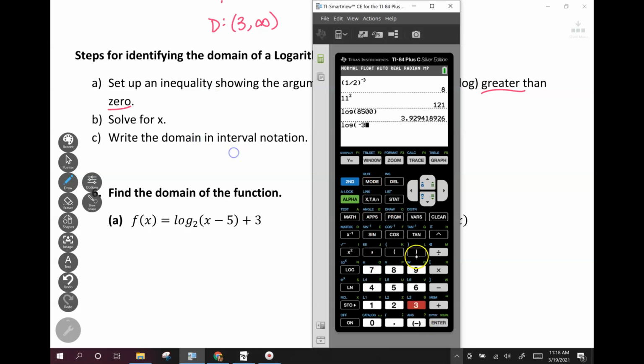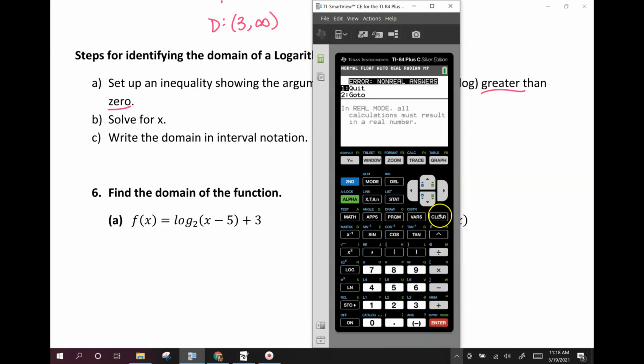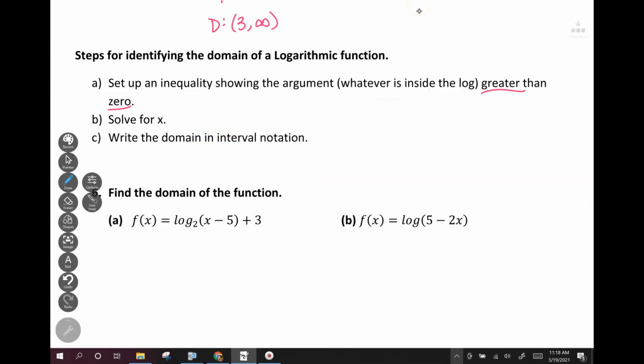Log negative 3. Error. Okay. If I try log of negative 0.5, surely it's not even that much of a negative number. Error. No, won't work. And then also it has to be strictly greater than 0, not equal to 0. You can't take the log of 0. So let's see that. Log 0. Another error. Okay, so you need to make sure that whatever's inside your log is a positive number, greater than 0.